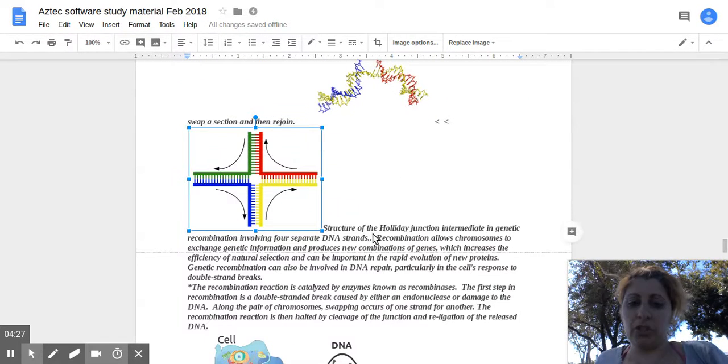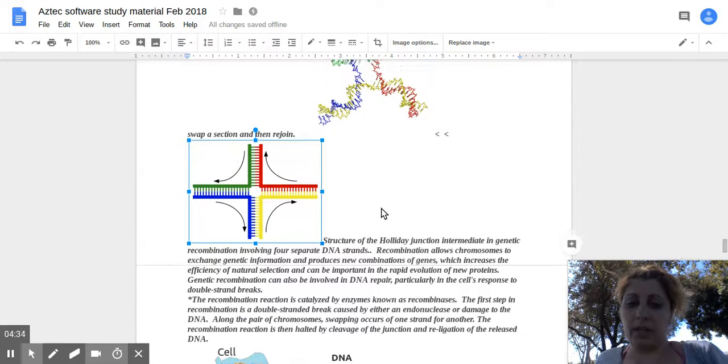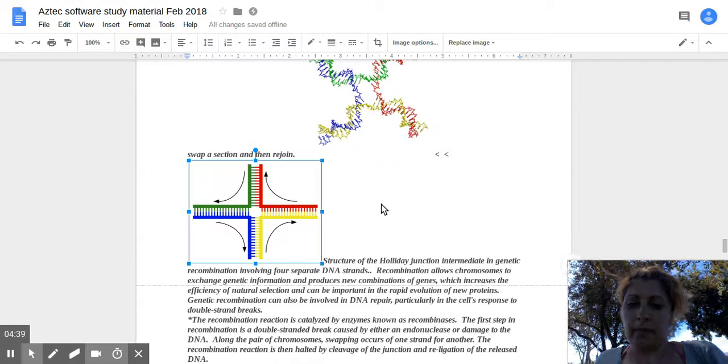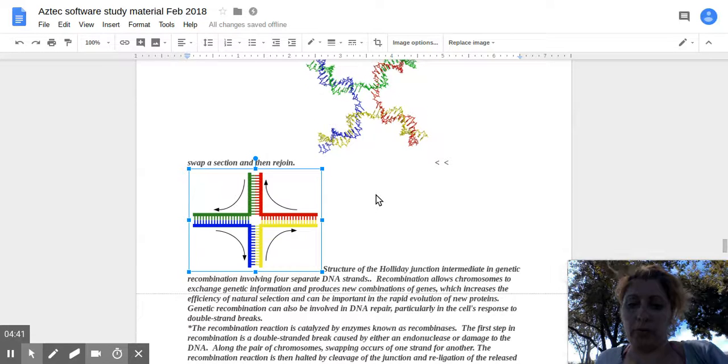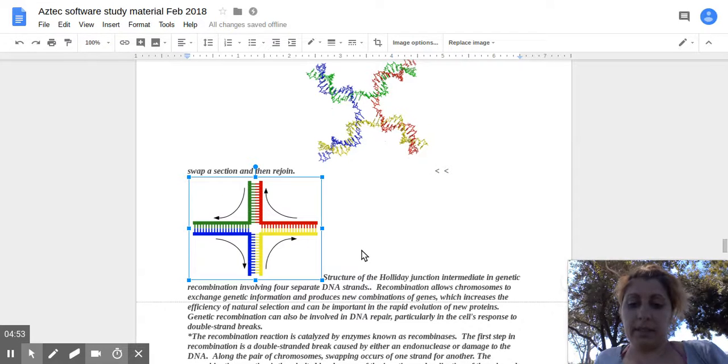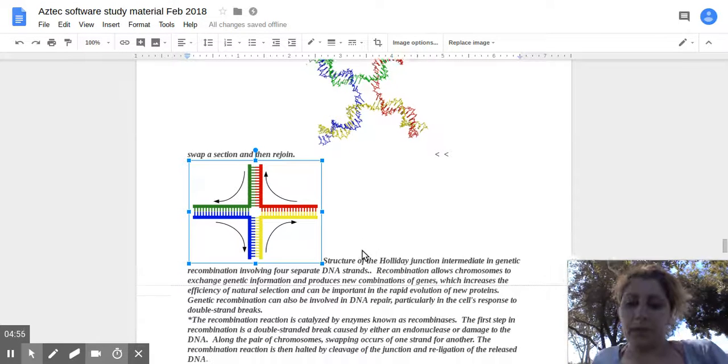The Holliday junction is an intermediate in genetic recombination involving four separate DNA strands. Recombination allows chromosomes to exchange genetic information and is important in the evolution of new proteins as well. Also, DNA repair responds to breaks, etc. The recombination reaction is catalyzed by recombinases, which are enzyme proteins.